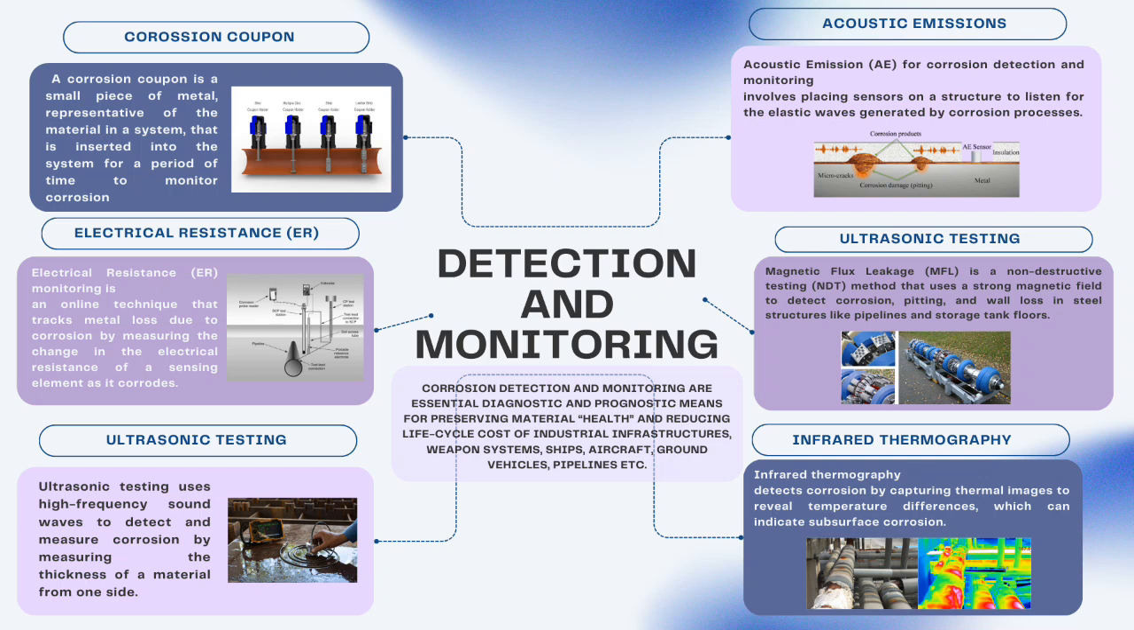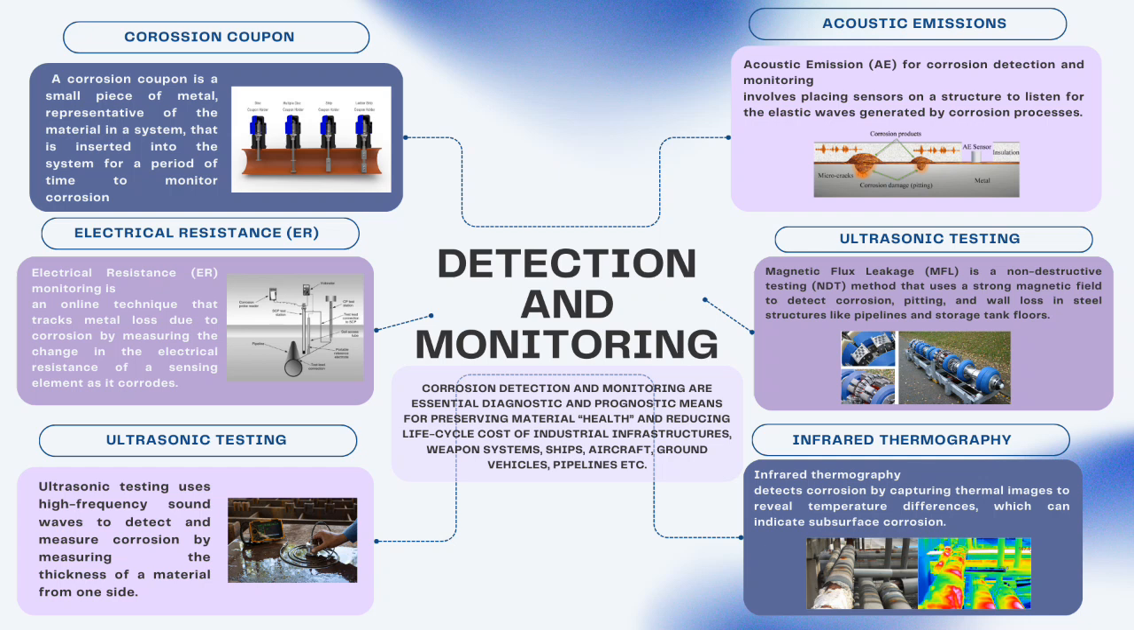And the next one, ultrasonic testing, appears in two parts. The first one uses high-frequency sound waves to measure material thickness, helping detect corrosion from one side of the structure. And the second one, as shown, is magnetic flux leakage, which uses a magnetic field to identify corrosion, pitting, or wall loss, especially in pipelines and storage tanks.